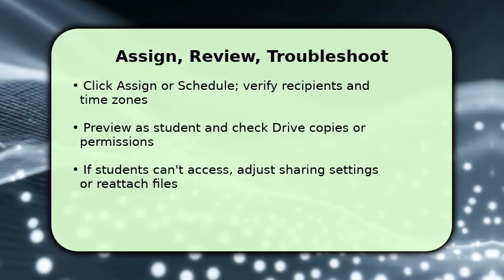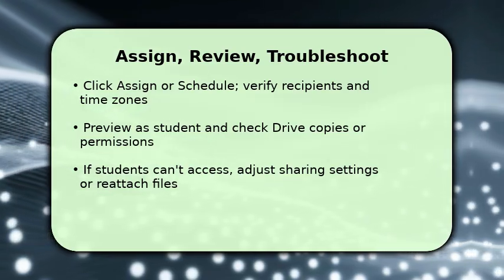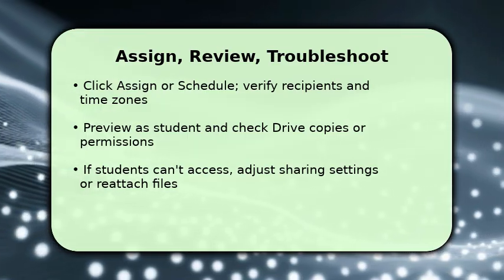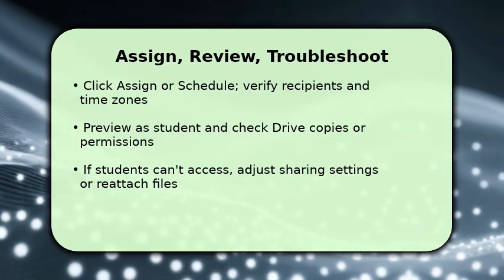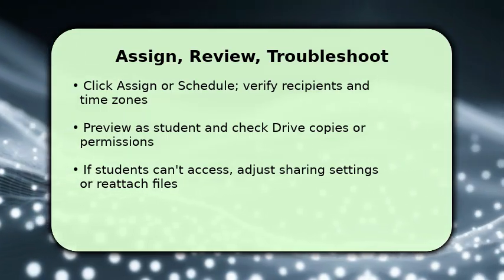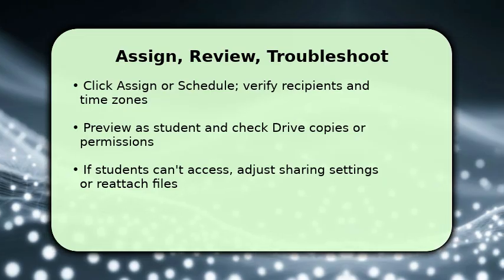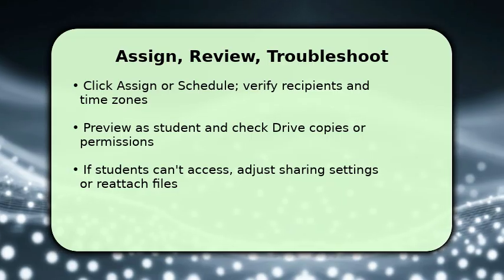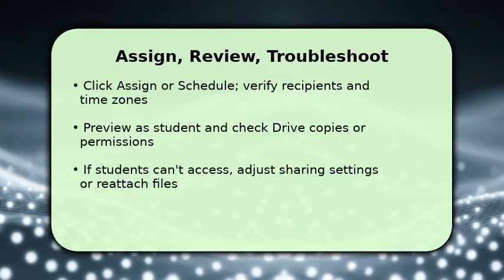Once posted, use the Preview as Student feature to confirm attachments and permissions work as expected. If you receive access errors, immediately reopen the assignment, adjust drive sharing to anyone with link, or reattach properly owned copies, then re-notify students. One troubleshooting tip: check that files are in a shared drive or owned by your account to avoid permission issues.